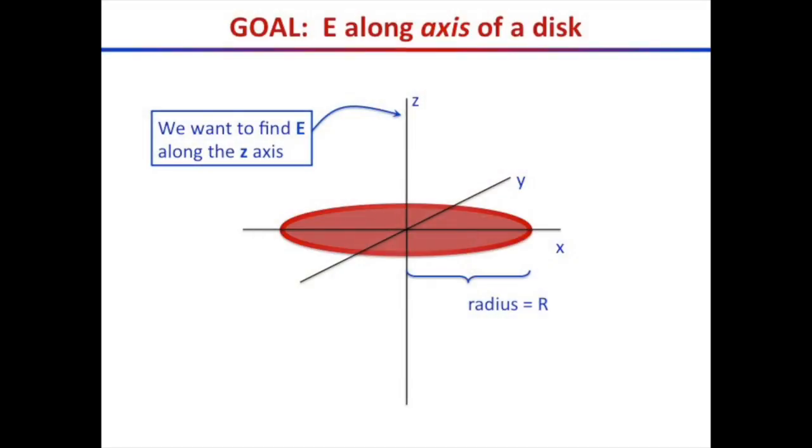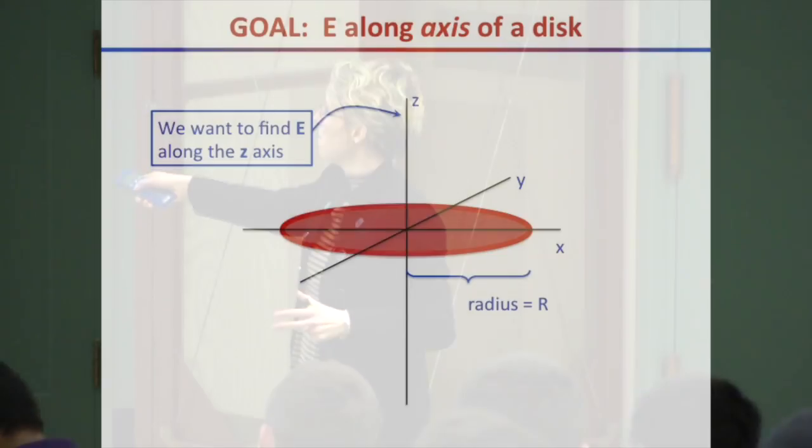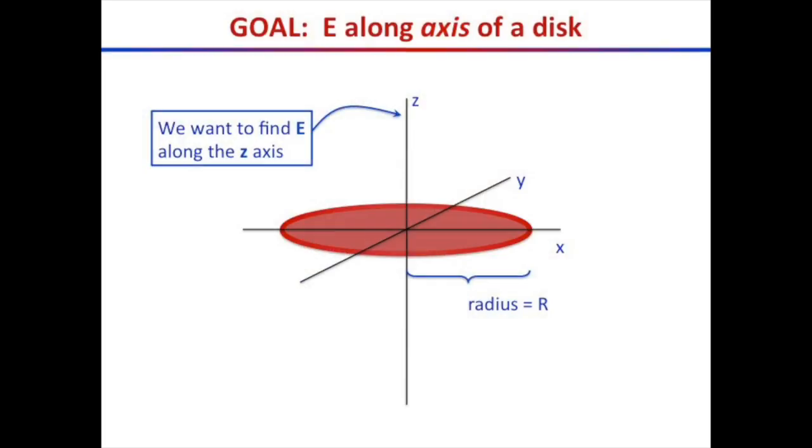I have a disk now of radius big R, okay? The radius of the ring was a, but now I'm going to think of a lot of radii of rings: small, small, big, medium, medium, and so forth, building up to the big radius R. So this is full of rings now. And I want to find the electric field here along the z-axis. Now, I'm going to uniformly distribute charge all over the disk of radius R.